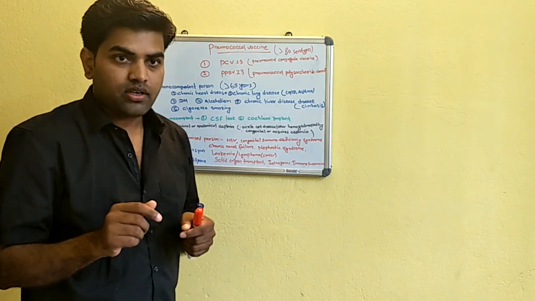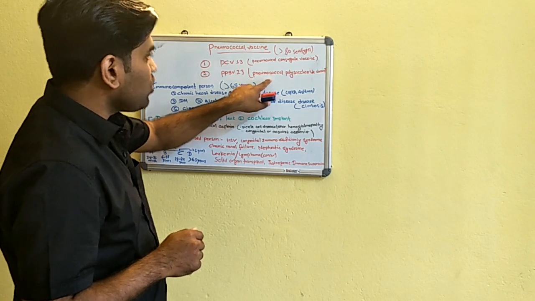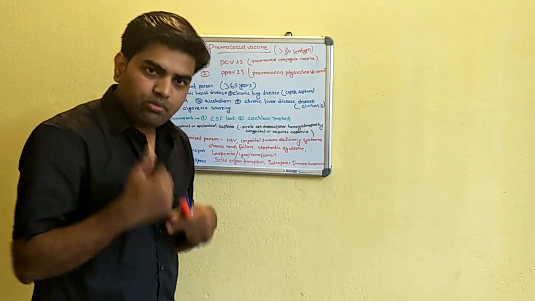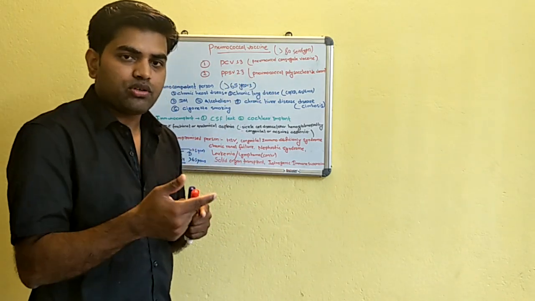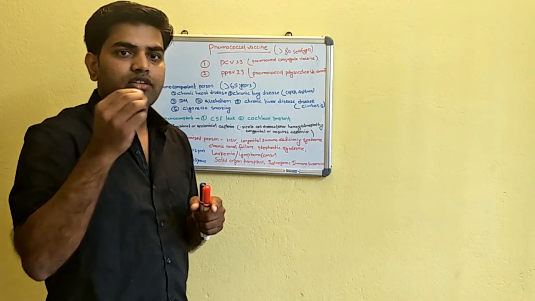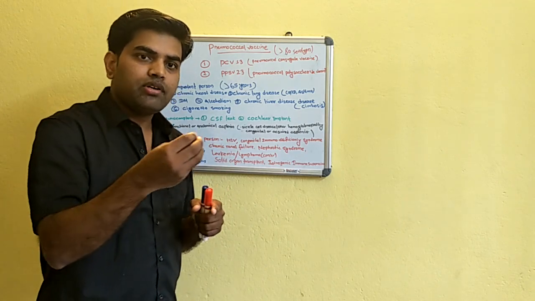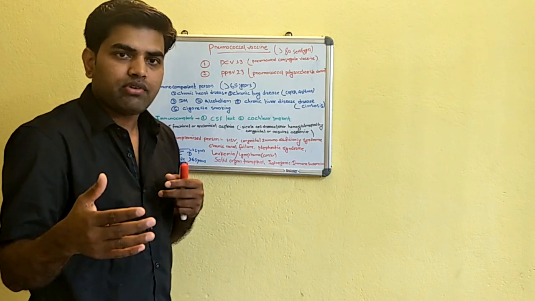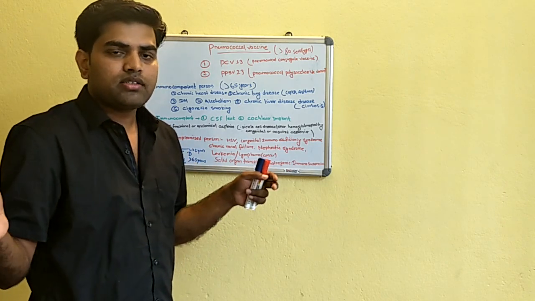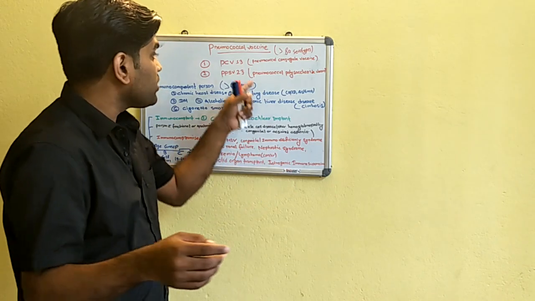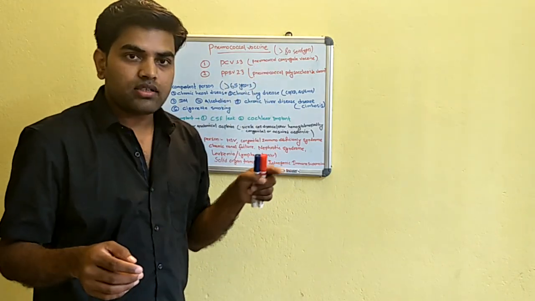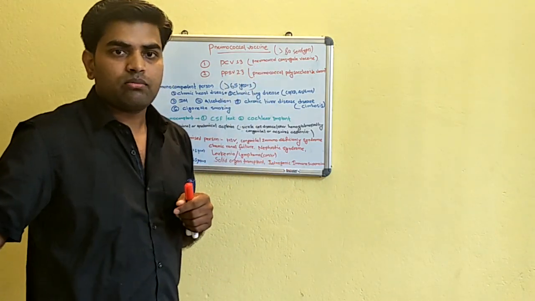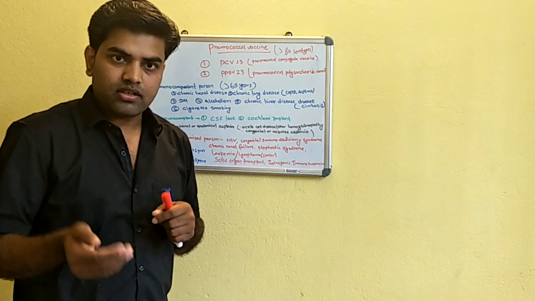Whereas if you give the polysaccharide vaccine, antibody will be produced inside your body, but that antibody doesn't have memory. It will last for 3-5 years and then the vaccine coverage is over. But when you get the pneumococcal conjugate vaccine, it will have longer protection. That is the main concept.